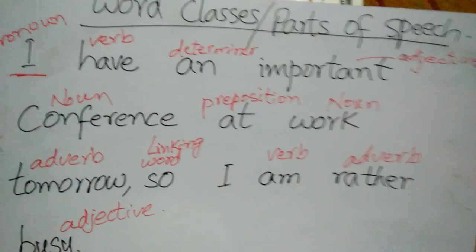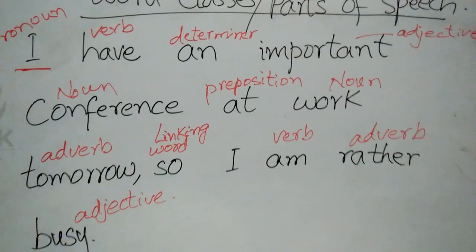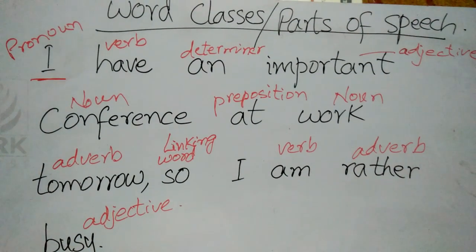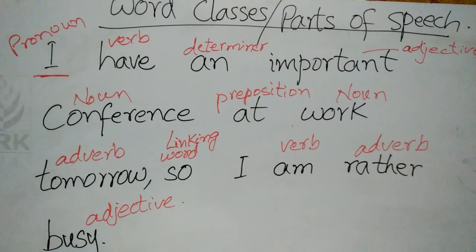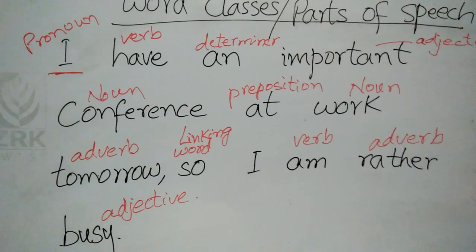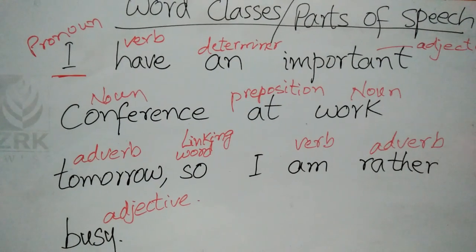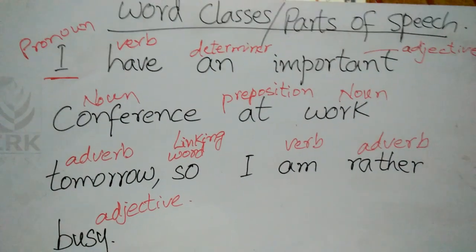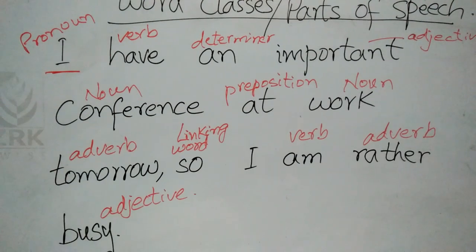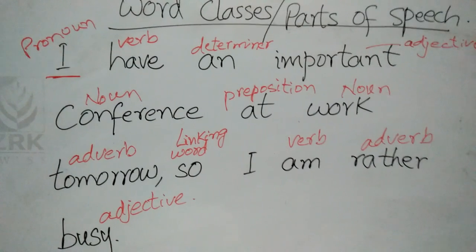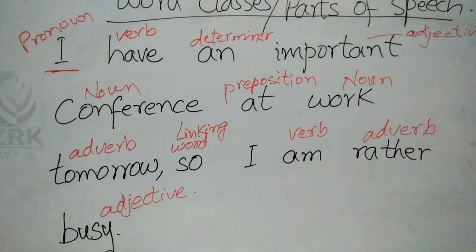So we saw that in a single sentence we have different parts of a sentence. In this sentence, I have an important conference at work tomorrow, so I'm rather busy. We picked out different parts of this sentence. For example, I is pronoun, it is a part. Have is a verb, it is also part. Similarly, busy is also part of sentence and is parts of speech and is called adjective.